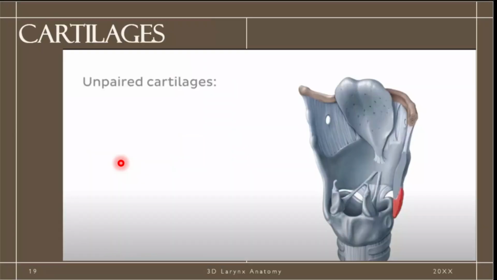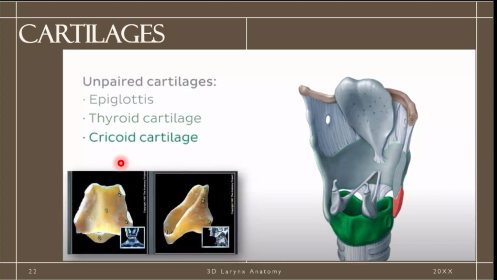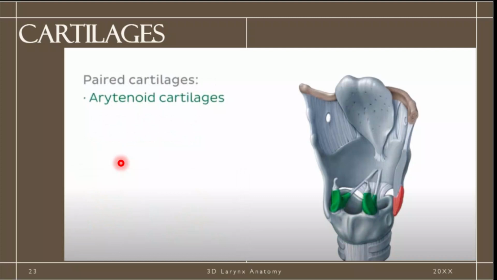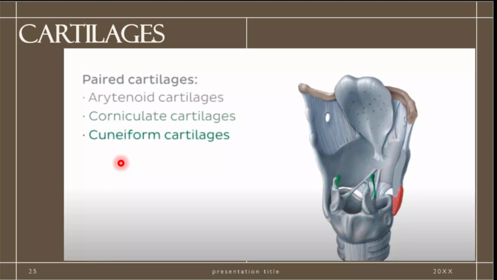We all know that there is some unburied cartilage like the epiglottis and then the thyroid cartilage and the cricoid cartilage, which is, by the way, the only complete ring around the larynx and comes from the Latin word cricus, which means ring. We have some buried cartilage, the arytenoid cartilage, and the smaller ones, which are the corniculate cartilage as well as the cuneiform cartilage.